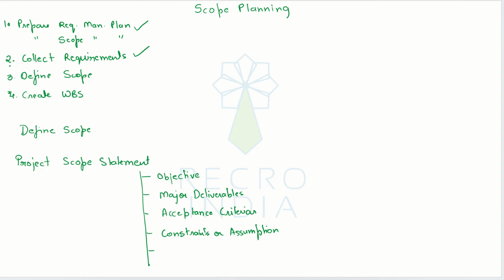Now, a very important component of this document, which is out of scope, or you can say any exclusions. See, it's very important to make sure that we have clearly highlighted that these are the things which we will not do.